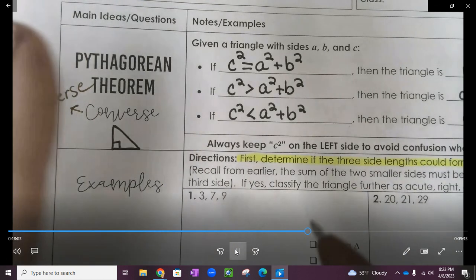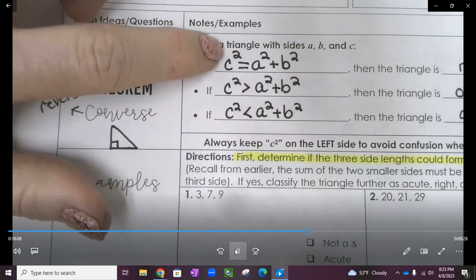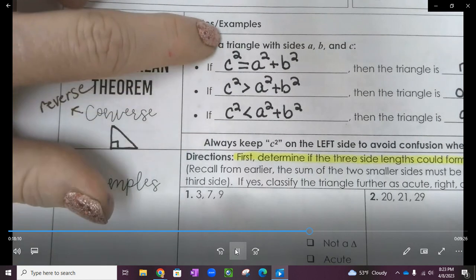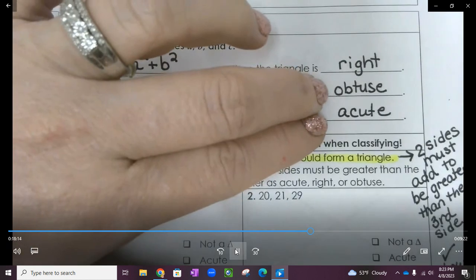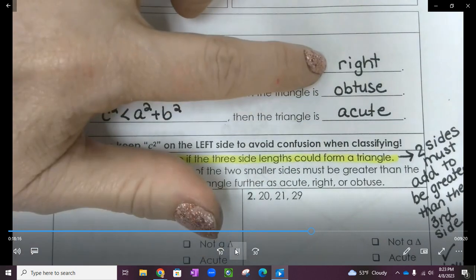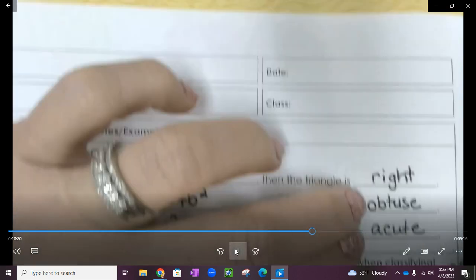What's really important about this is that you remain organized with your work and that you remember for the converse, you have to have the c squared first, or you will always miss these two answers. You'll get this one right, no pun intended, but you will miss these every single time.